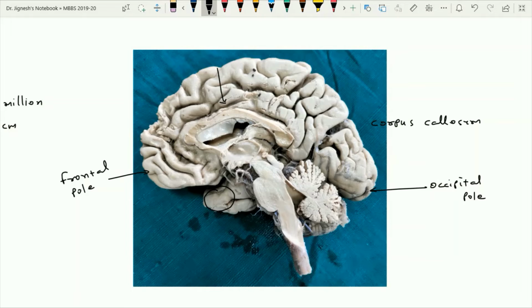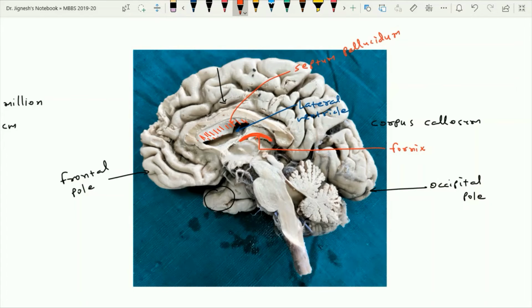Here, the cavity just below the corpus callosum is the cavity of the lateral ventricle. Just below it, this white matter bundle is the fornix, which is a part of the hippocampal commissure. The inferior surface of the corpus callosum is connected with this fornix by a septum, the septum pellucidum, which is broken down here to see the lateral ventricle.